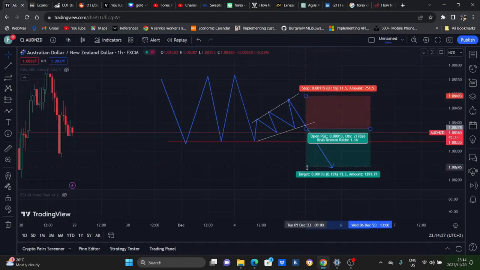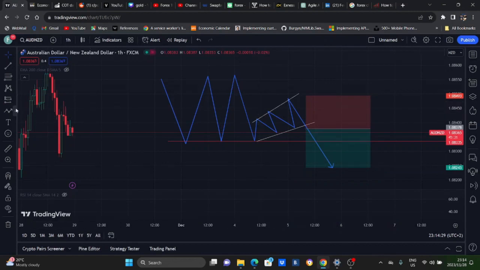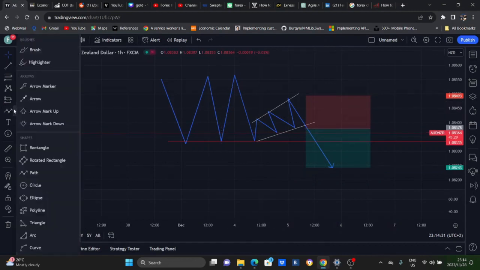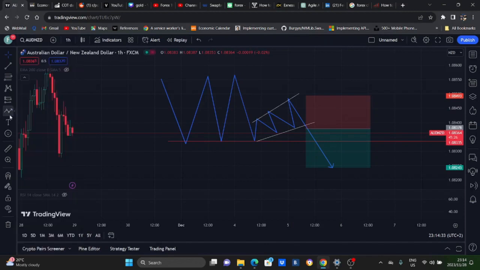Normally when you don't have another support and resistance, they use the same length as the first impulse for the take profit. So this will be equal to that. That's how they took their take profit.